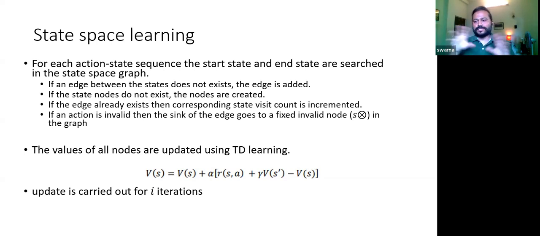Now, once the state space graph is updated based on the trajectory, the values of all the nodes are updated by temporal difference learning. This is a very common learning method, and this is a well-known equation for error-based learning, whenever the full state space is not known and we are iteratively updating the values for different nodes.